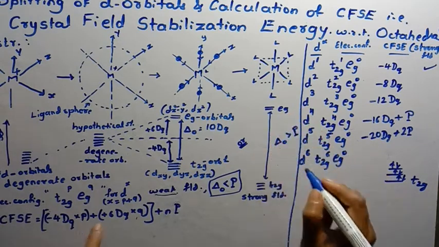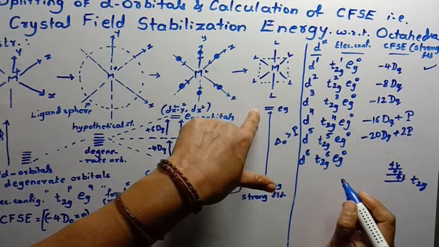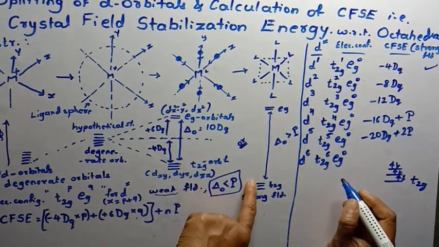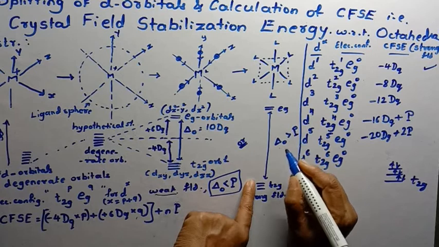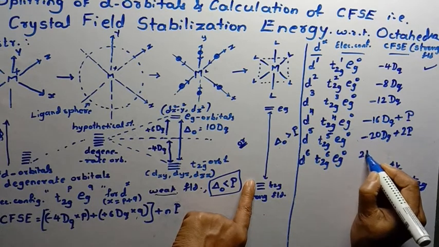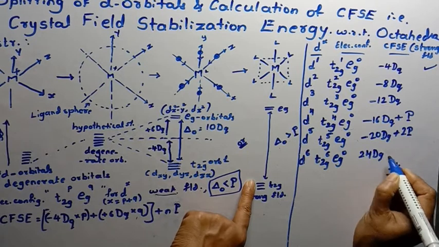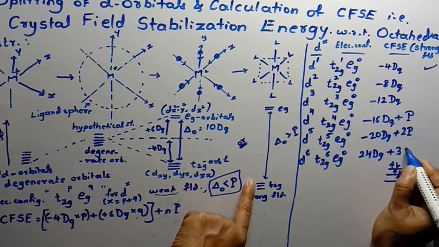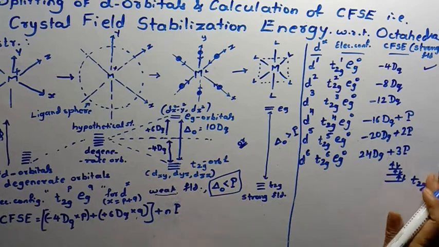The electron finds it difficult to go to the higher energy level, and it is easy to pair up here because pairing energy is less and delta O is greater. So thereby here it is 24 dq plus 3 pairs of electrons appearing. Okay.